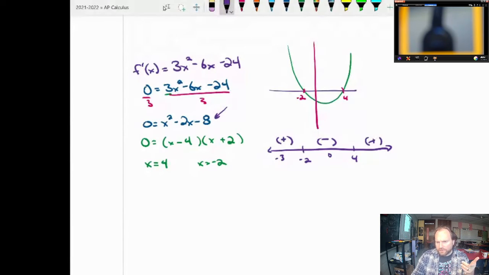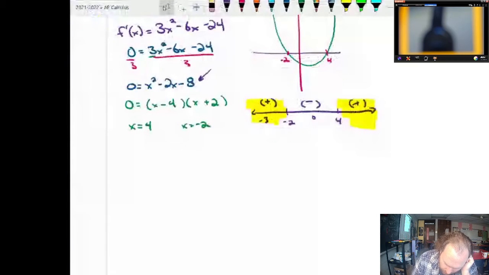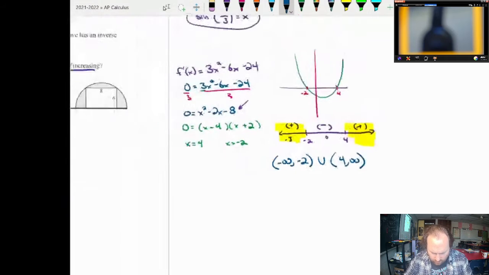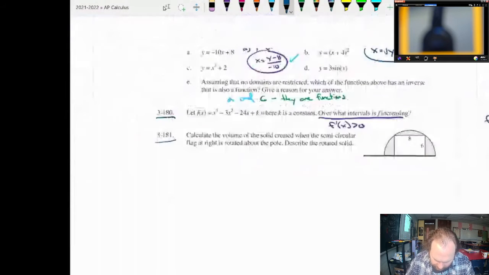So as far as intervals on which our original function is increasing, this is all f prime, our original function is increasing whenever the derivative is positive. So negative infinity to negative 2 and 4 to infinity. So the correct answer here is going to be that range. It would be the interval from negative infinity to negative 2 union together with 4 to infinity. That's the domain on which the original function is increasing. Let's go ahead and move that over here. That's the answer.